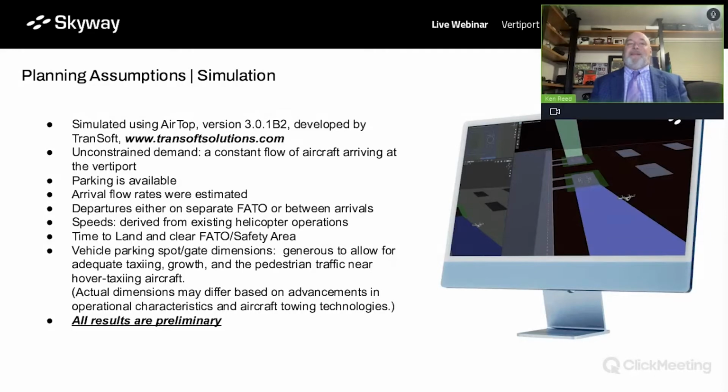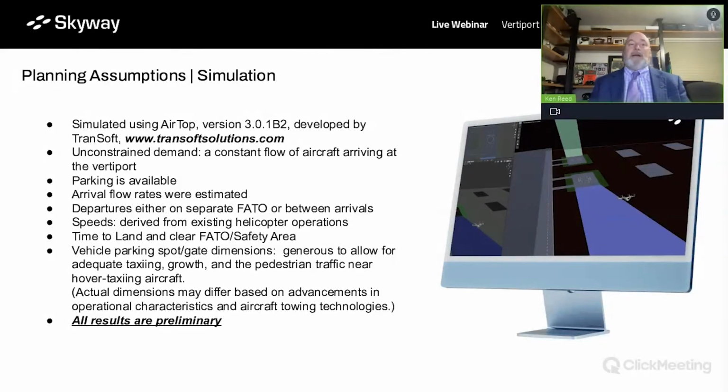Speeds were derived from existing helicopter operations. So we're assuming that the descent rates and climb rates, acceleration and deceleration, are similar to existing helicopter operations. Time to land and clear the FATO was also estimated using typical taxi speeds. But these aircraft come in, they land, so they're starting their taxi from a dead stop. Some of them have transition periods, and we'll talk about that too.